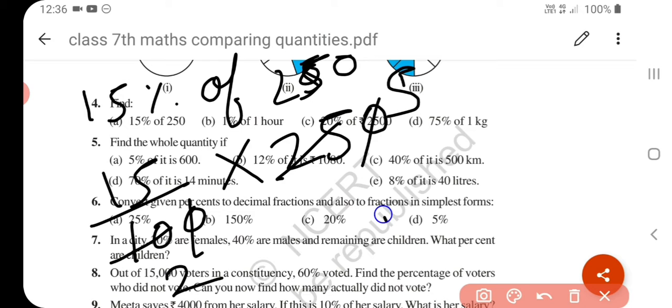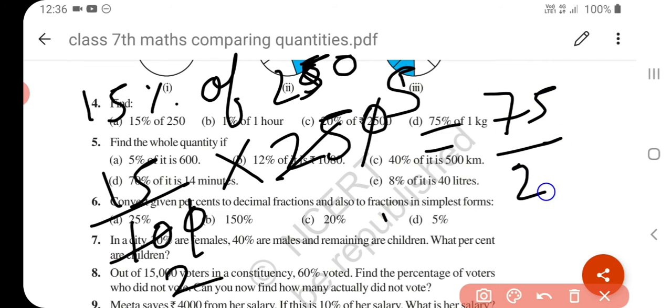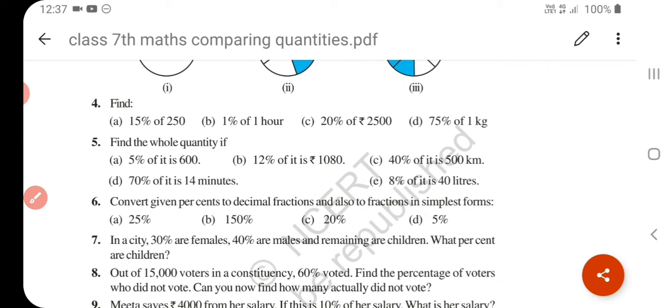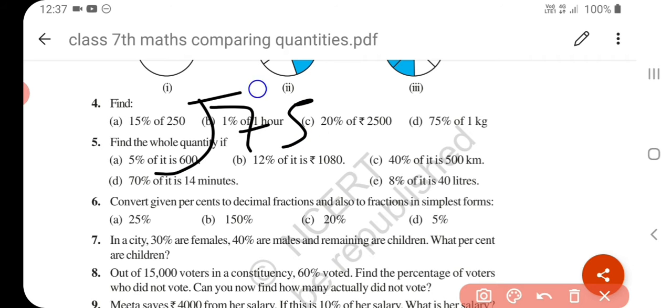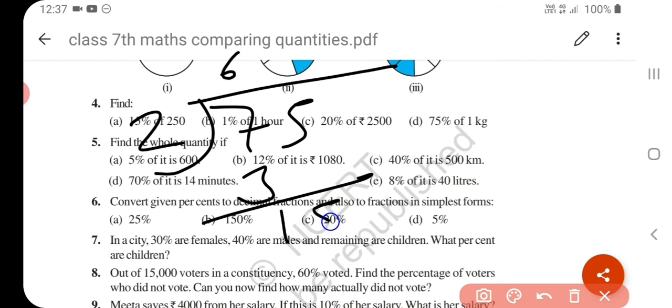So it becomes 75/2. When you divide 75 by 2, 2 3s are 6, 2 7s are 14, so what do you get? Your answer is 37.5.